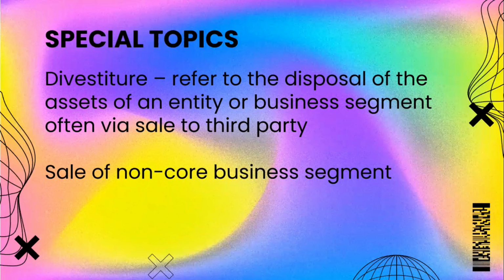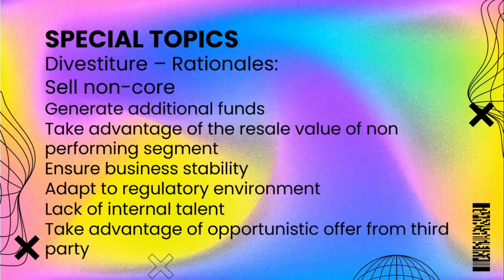It's now GSK. So that's a good example of divestiture. At that time, according to Pfizer, they would like to focus more on the Pfizer brand rather than the consumer health segment. So that's why they sold it to GSK. So what are the rationales? Sell the non-core. At that time, Pfizer thought that the consumer health business segment is a non-core segment of the company.